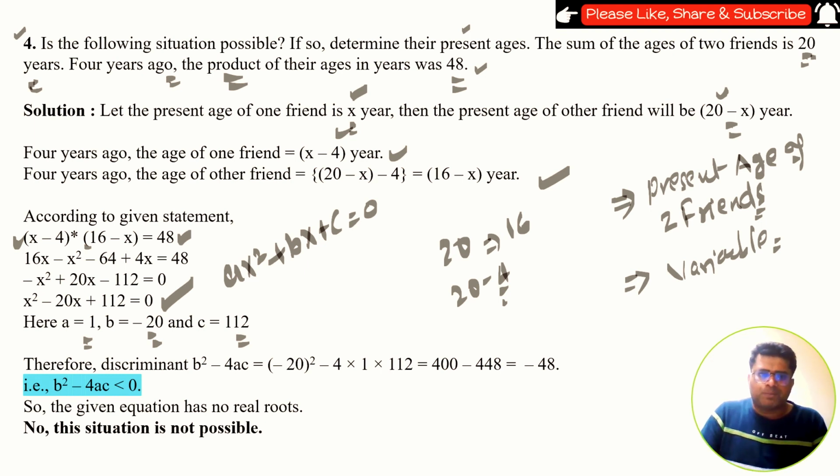Now for possibility, you find the value of discriminant. The value of discriminant is coming how much, student? Minus 48. And in this situation, if discriminant is less than 0, then what you said? So the given equation has no real roots. This equation has no real roots. No, this situation is not possible. I hope you understand these solutions. Now see the last problem of this exercise.